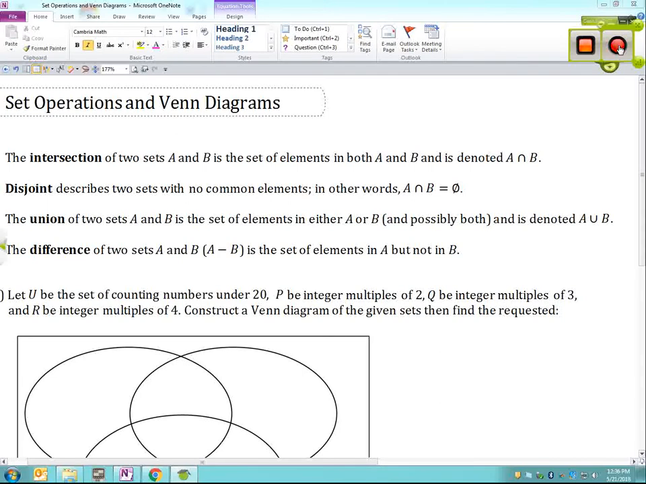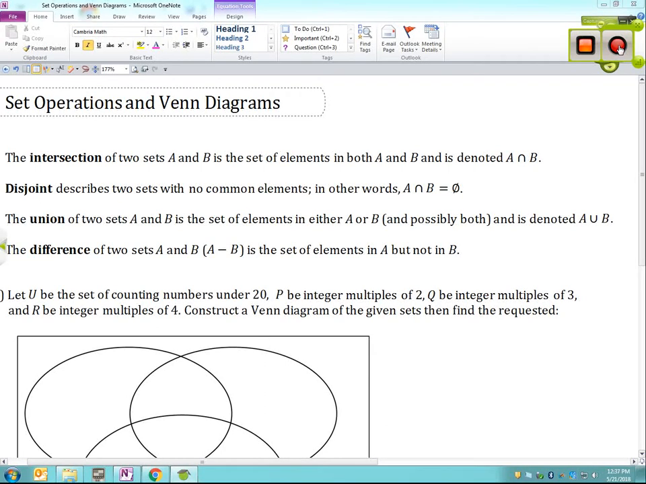So in this video, I'm going to talk about some different operations that we can apply to sets, and then how Venn diagrams can help us answer those questions. To do this, we're going to start with a handful of terms that we haven't covered yet.